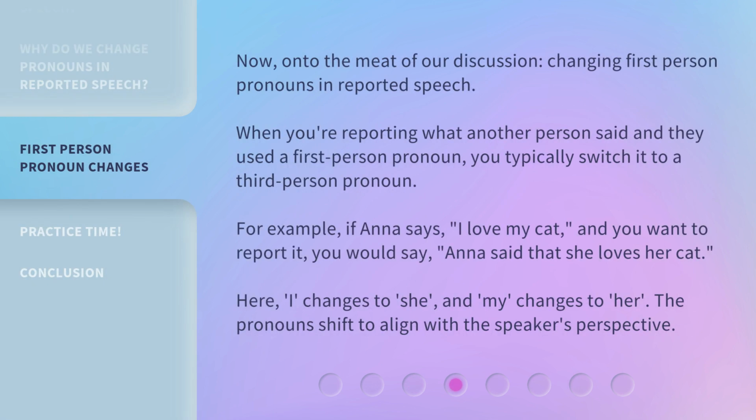Now, onto the meat of our discussion: changing first-person pronouns in reported speech. When you're reporting what another person said and they used a first-person pronoun, you typically switch it to a third-person pronoun. For example, if Anna says, "I love my cat," and you want to report it, you would say, "Anna said that she loves her cat." Here, I changes to she, and my changes to her. The pronouns shift to align with the speaker's perspective.